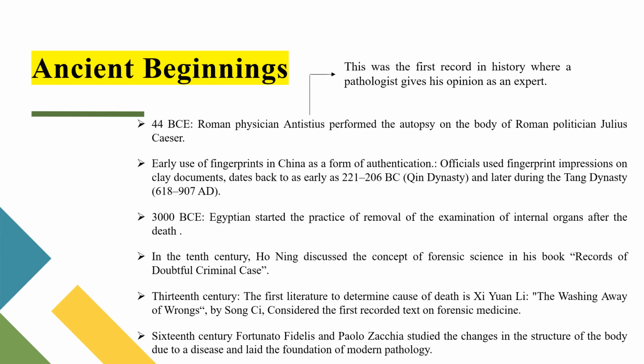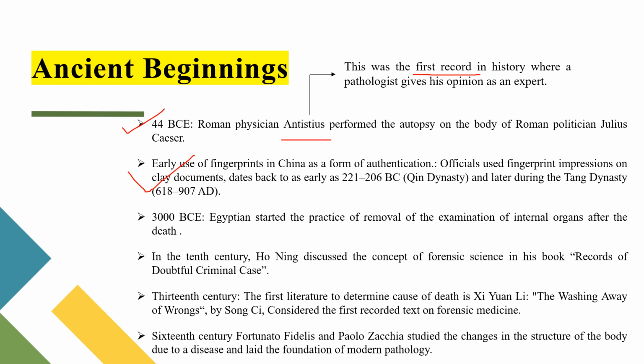So when we talk about ancient beginnings, in 44 BCE, the Roman physician Antistius performed the autopsy on the body of Julius Caesar, which was the first record in history where a pathologist gives his opinion as an expert. And the early use of fingerprints for identification and authentication was first recorded in China during the Qin and Tang dynasty, where the officials used fingerprint impressions on clay documents.